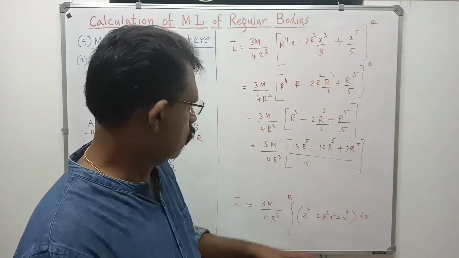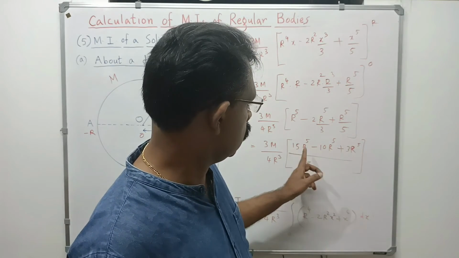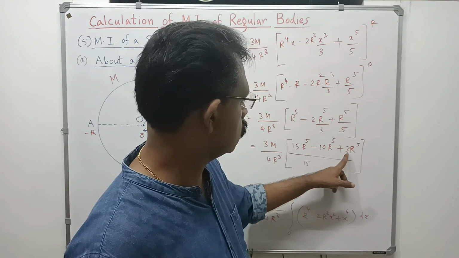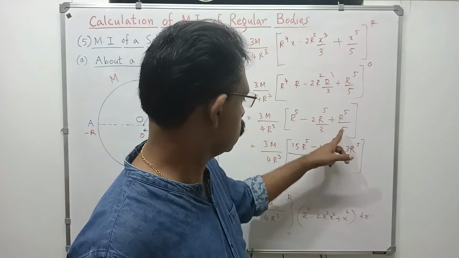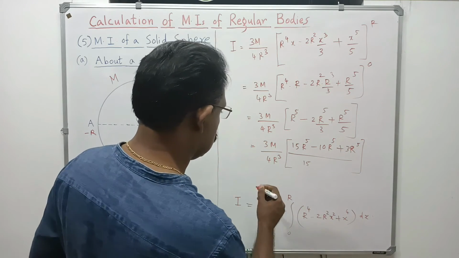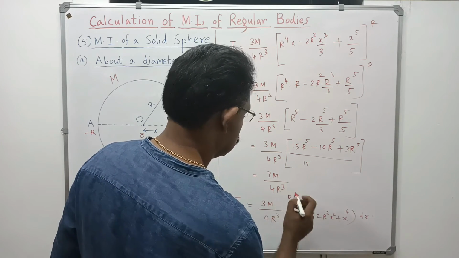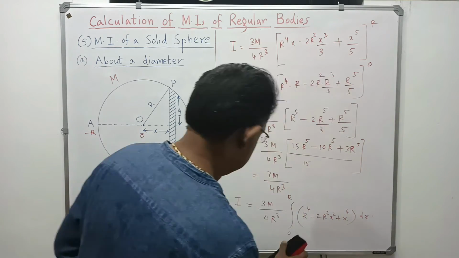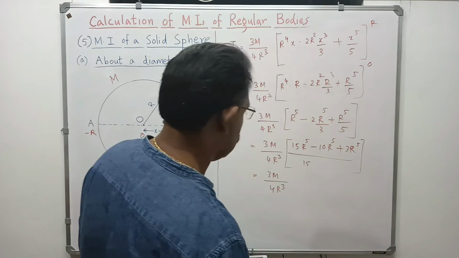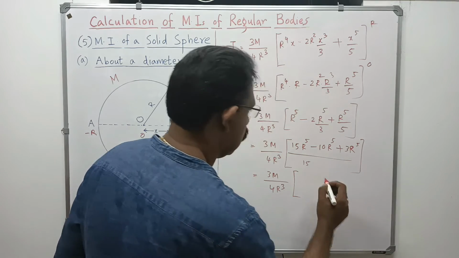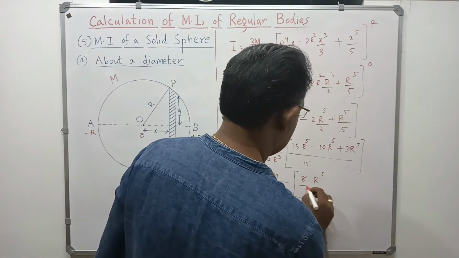So we have 15 r raised to 5, 10, 3. So what is this? This will be 15 plus 3, that is 18, minus 10. It will be 8 r raised to 5 by 5. So I can write here 3m by 4r cube, here we'll have 8 r raised to 5 by 5.